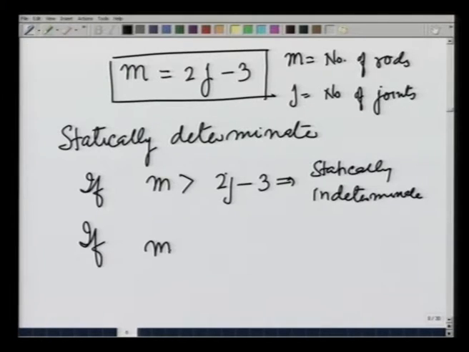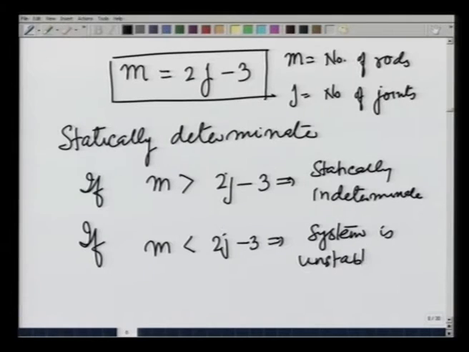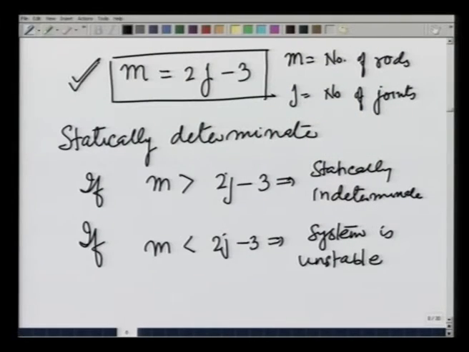On the other hand, if m is less than 2j minus 3, then the system is unstable. I have not provided enough members or rods to provide enough forces to keep the system in equilibrium, and therefore, the system may collapse. So, to make it statically determinate, I need just the right number of members in a truss, with m being equal to 2j minus 3, where j is the number of joints.